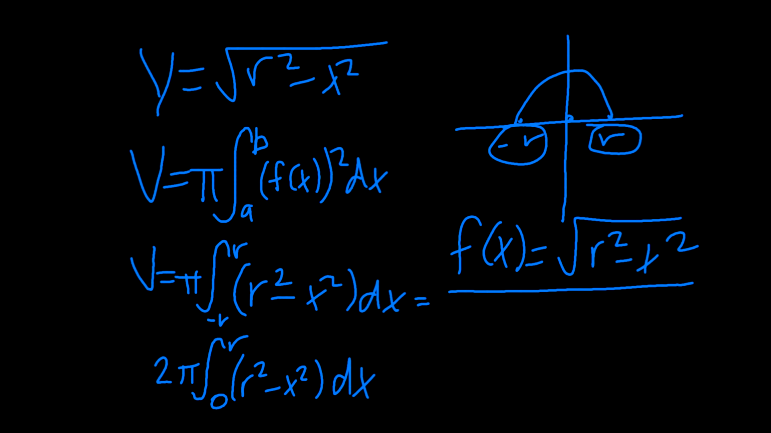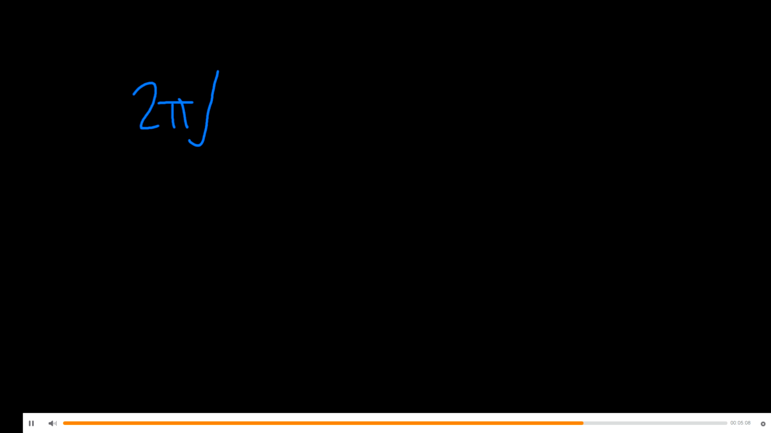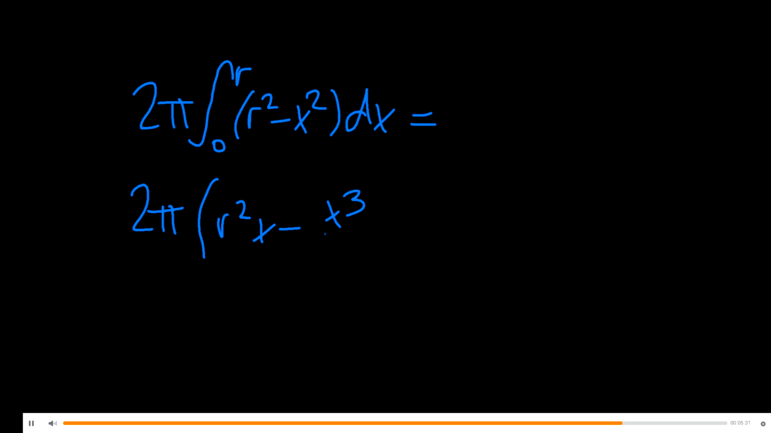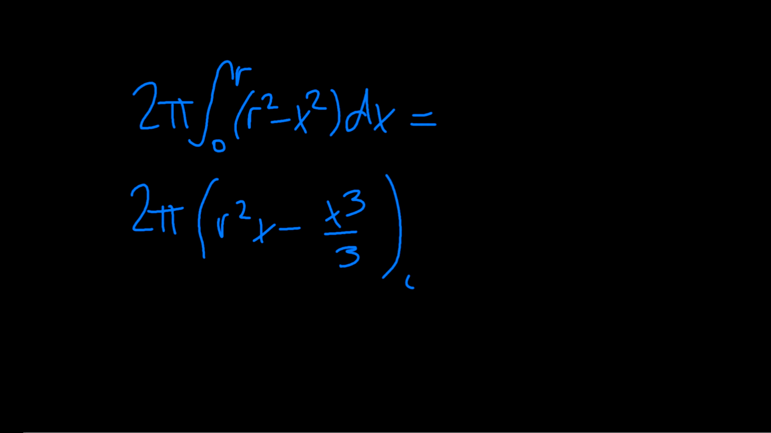I'm going to put this on the next page. 2 pi, integral from 0 to r of r squared minus x squared dx. Now, we simply solve this. Since r is a constant, it will become r squared x when you take the antiderivative, and x squared will become x cubed over 3, going from 0 to r.